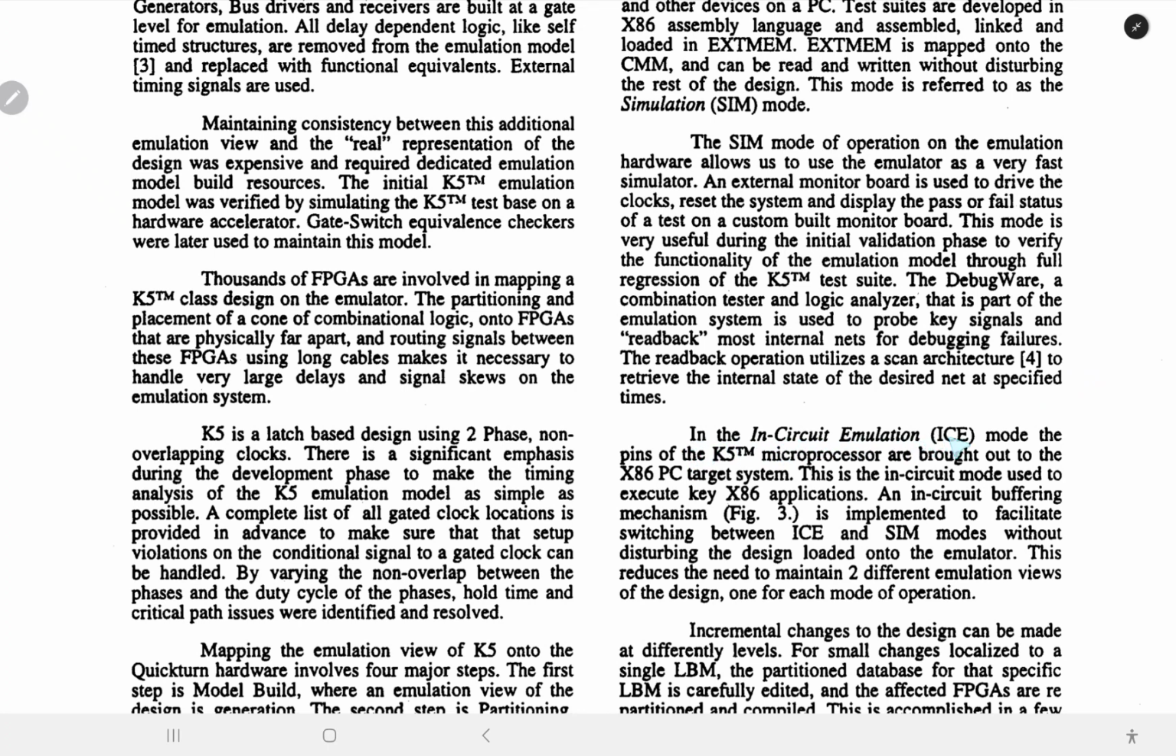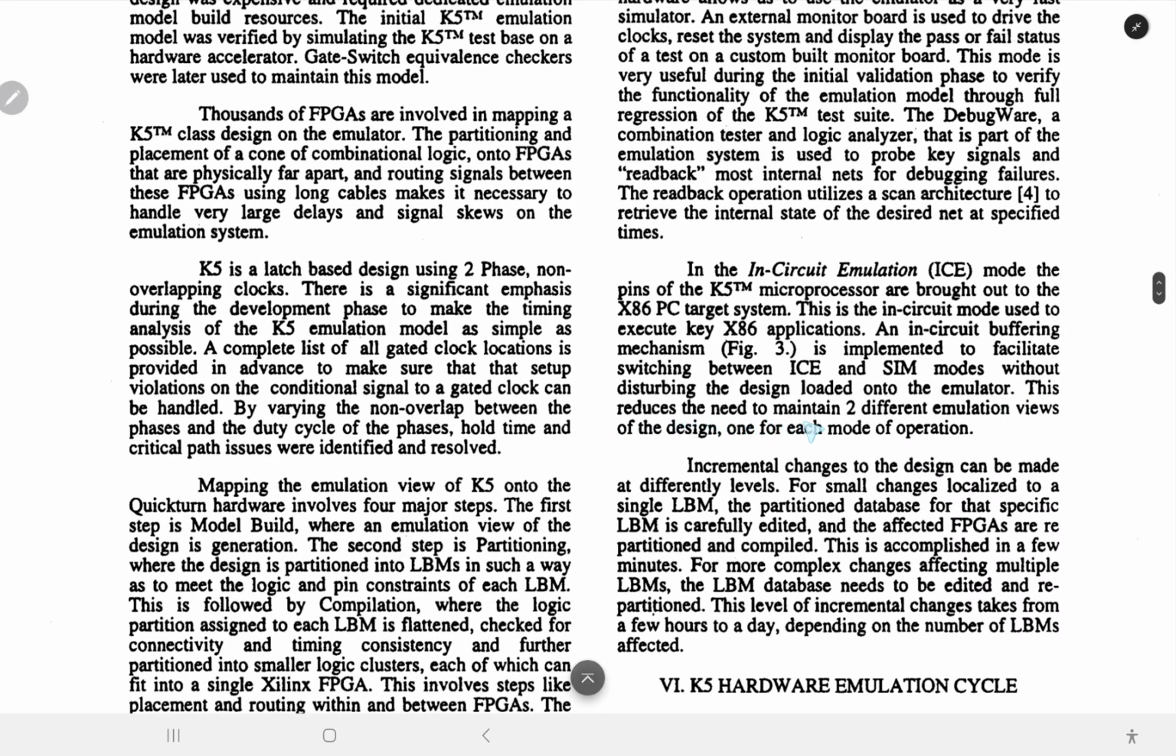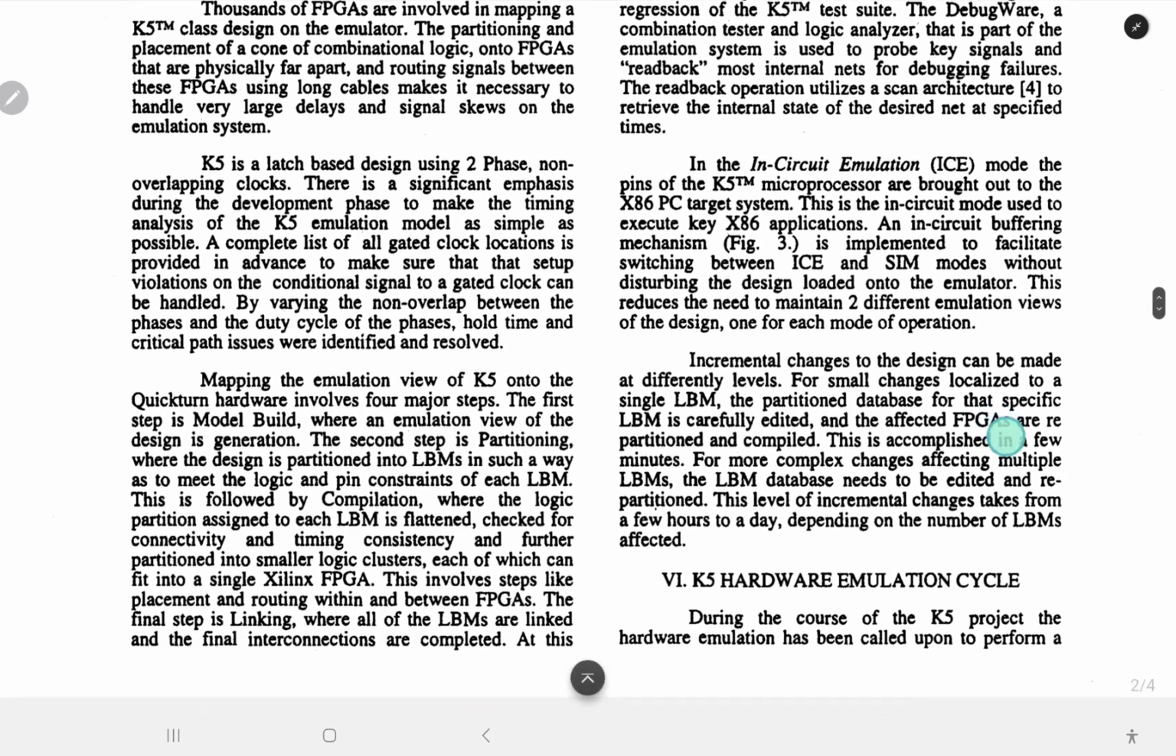In the in-circuit emulation mode, the pins of the K5TM Pro microprocessor are brought out to the x86 PC target system. This is the in-circuit mode used to execute key x86 applications. An in-circuit buffering mechanism, Figure 3, is implemented to facilitate the switching between the ICE and SIM modes without disturbing the design loaded onto the emulator. This reduced the need for maintaining two different emulation views of the design, one for each mode of operation.